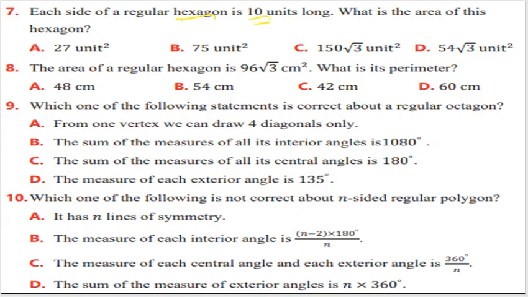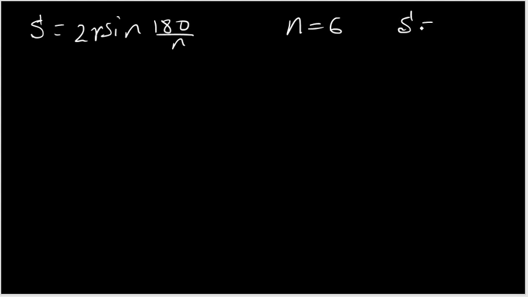So first we are expected to state the formula. What does the formula say? Side length is equal to 2r sine of 180 over n. This is a formula, and we know that n is equal to 6, and the side length is also 10, because it's a hexagon, so it is 6 obviously.